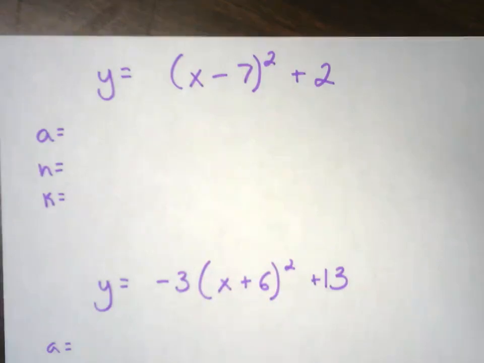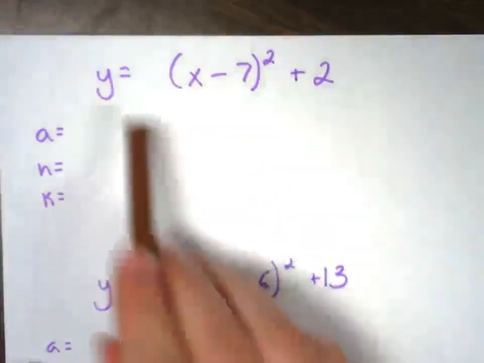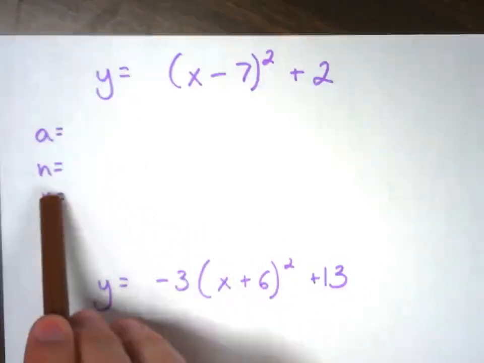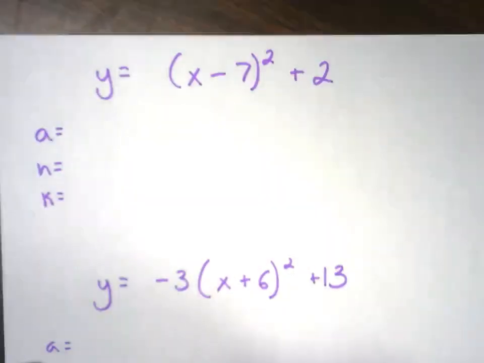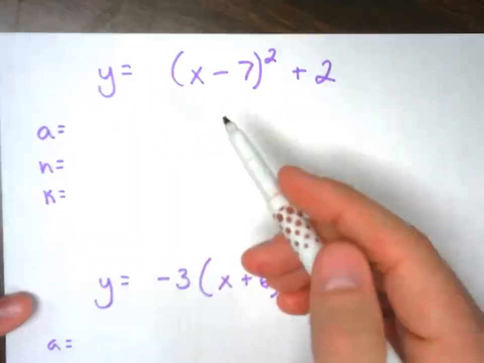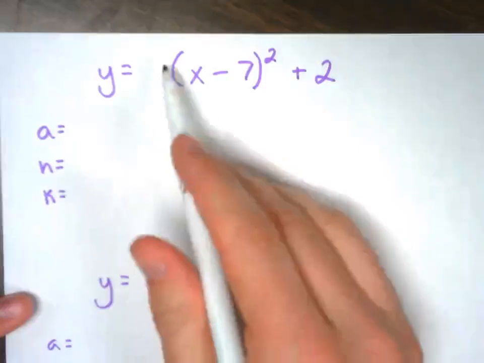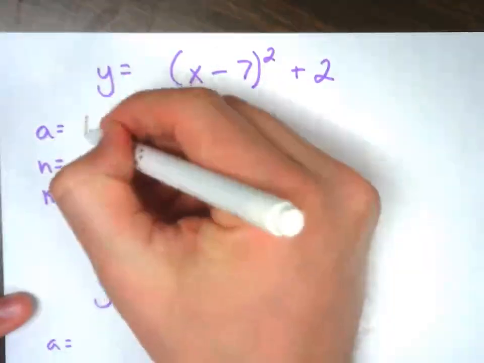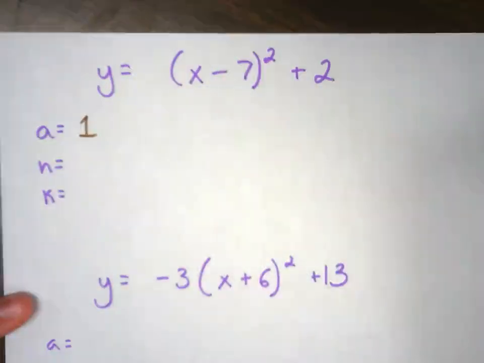All right, so now what we're going to do is look at a few examples. These are in vertex form right now. We're going to list our A, H, and K, and then explain the movement of what's going to happen on the graph and what the vertex actually is. So, our A here, notice, do we have a number out front? We don't see one, so it's known that the number there is going to be 1.